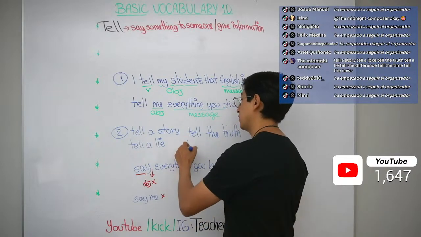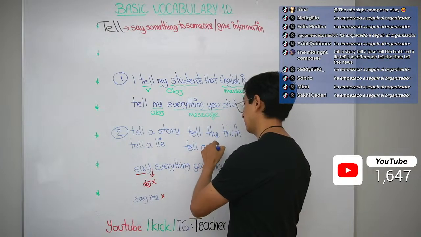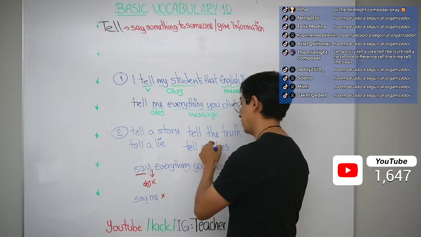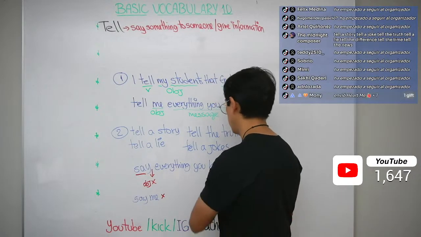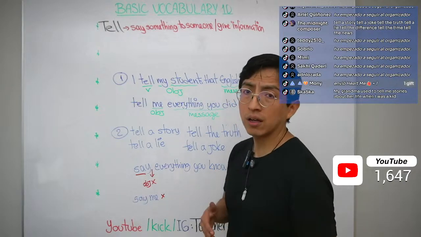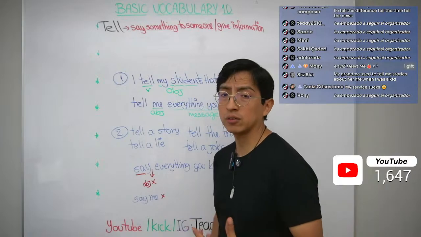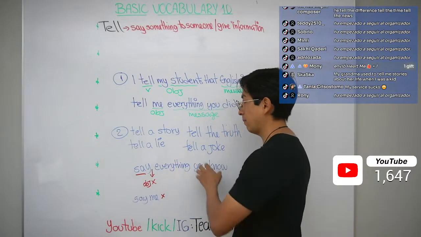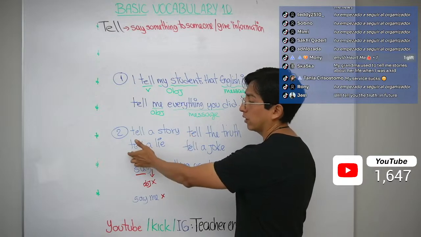And the other one is tell a joke. Or maybe you can say tell jokes. No, I like to tell jokes. I like to tell my friends jokes. Yes, or I like to tell jokes to my friends. Yep. So these are some collocations that you can use with tell.